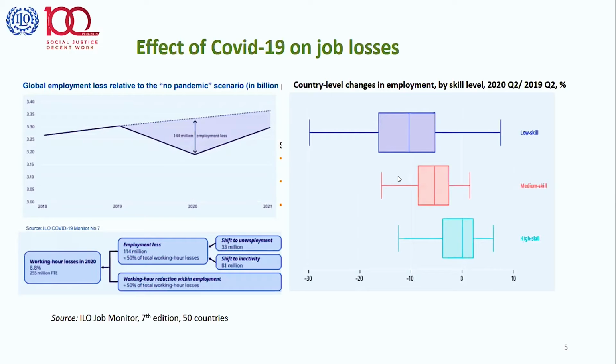On the right-hand side of the screen, you can see the impact of COVID on the job losses by level of skills. And as you can see, almost 10% on average of low skill jobs have been lost, compared with no job losses among the high skilled occupations. And we know that persons with disabilities are more likely to work in the low skilled jobs, which suggests that they have been affected by the job losses during the COVID crisis more than persons without disabilities.